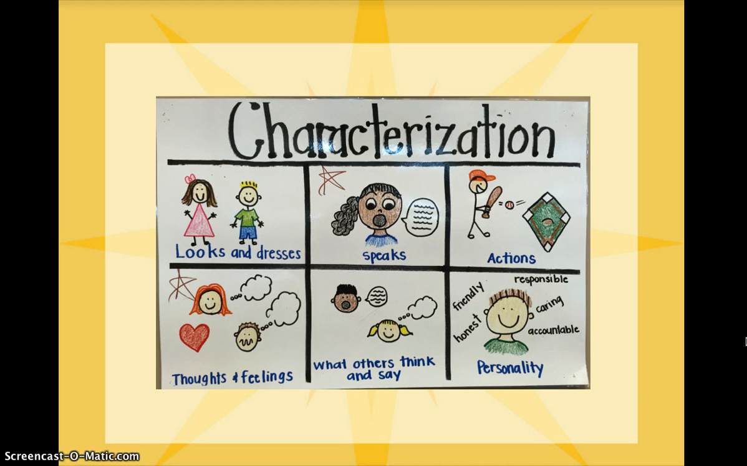Last time we worked on identifying the ways Ray Bradbury, the author of All Summer in a Day, revealed the character traits of his main character Margot. He did this by discussing how she looks and dresses, how she speaks, her actions, her thoughts and feelings, and what others think and say about Margot. All of these techniques work to reveal the personality of Margot in this story.